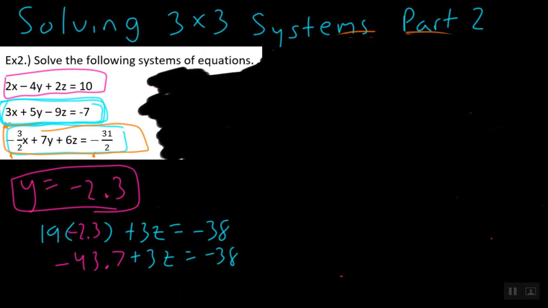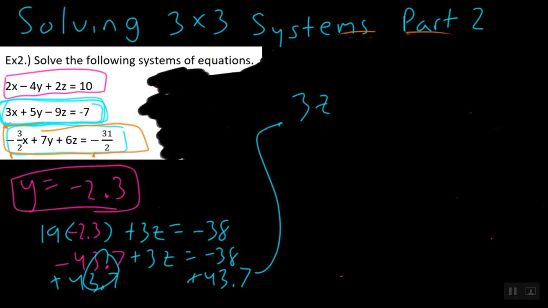Well, guys, from here, I know y'all can do this. We simply add 43.7 to both sides. That goes away. And now we have 3z is equal to, let's see, negative 38 plus 43.7, which will give us 5.7. We can divide both sides by 3, and we can get this. z is equal to 1.9.